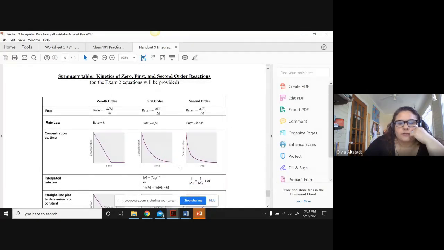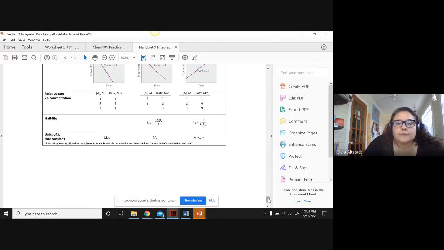And this sheet, I love this sheet. This is kind of your summary sheet. You should have this readily available as you're doing practice test two, but also when you're doing the final, because you can quickly refer to this to answer any questions from kinetics.